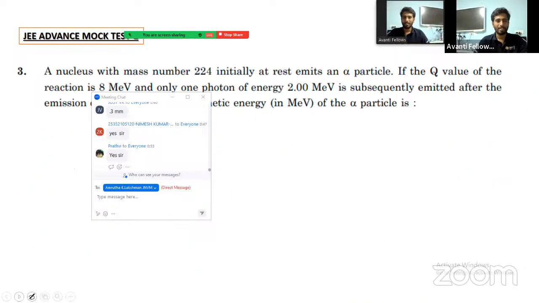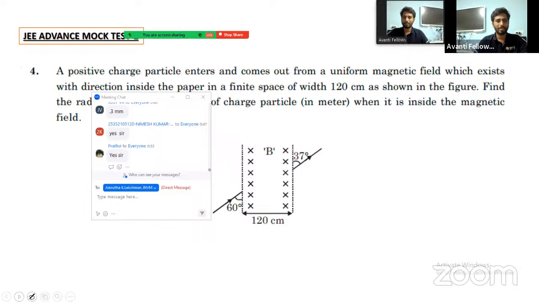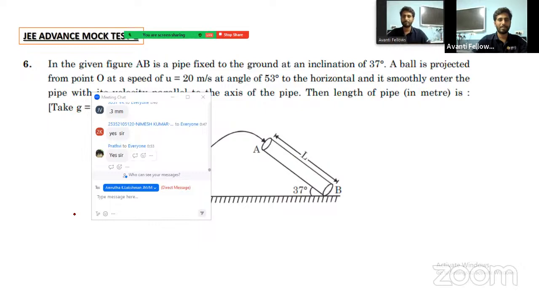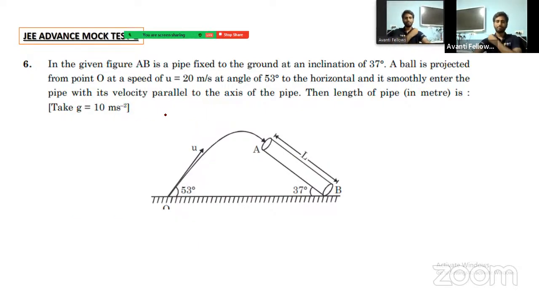Okay, the next question is another good question, I'll take this one. Yeah, we'll solve this question. Okay, carefully listen to the question. In this given figure, AB is a pipe fixed with the ground. The inclination angle is 37 degrees. The inclination angle is 37 degrees for the pipe.